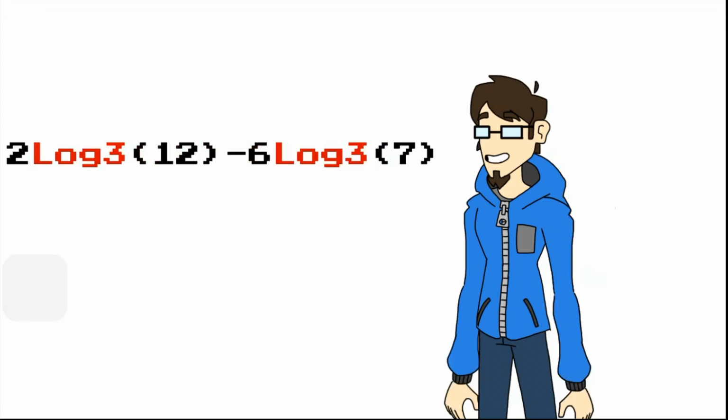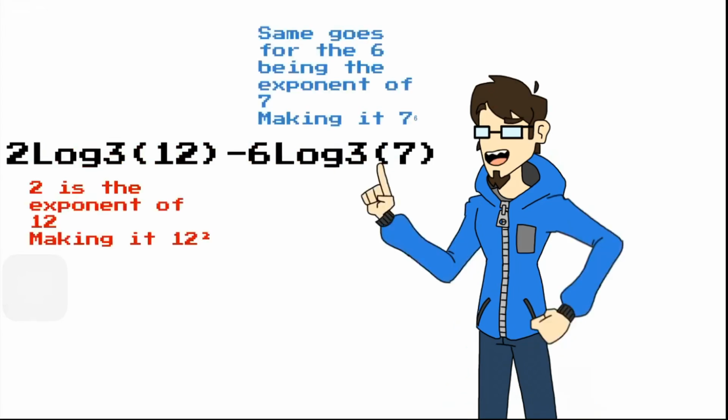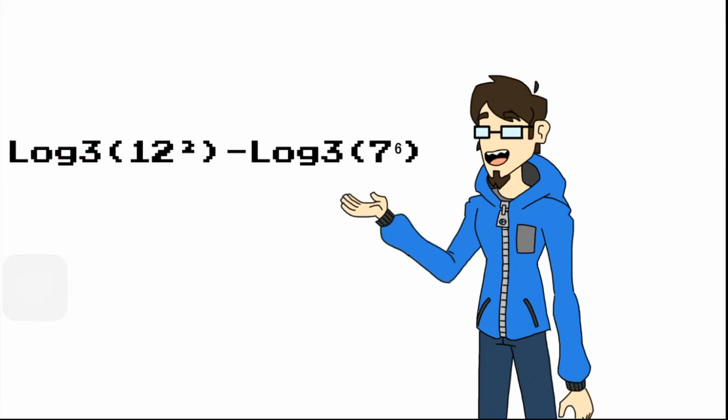So now we need to get the first number out of the way so that we can get a singular logarithm in this situation. That being 2 and 6 need to get out of the way. So the way we do that is to convert them into exponents for our arguments, that being 12 and 7 respectively. So now our equation can become log 3 of 12 to the second power and log 3 of 7 to the sixth power.